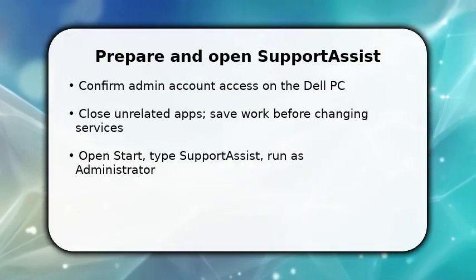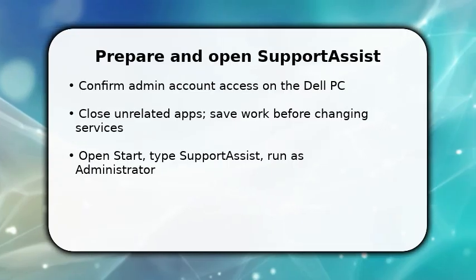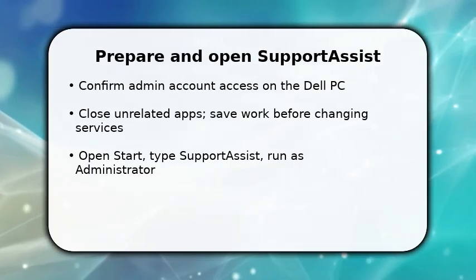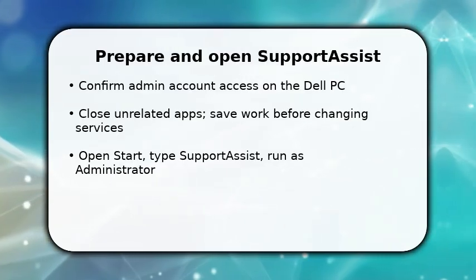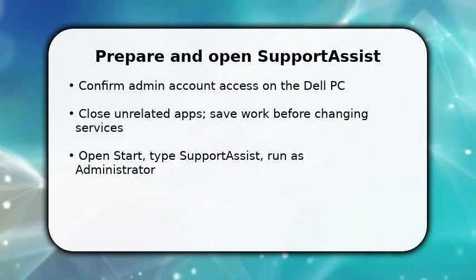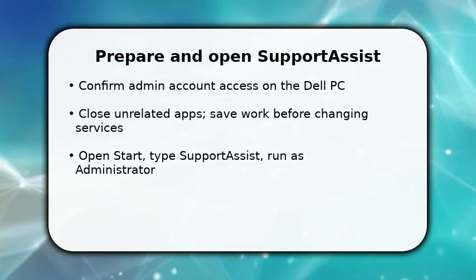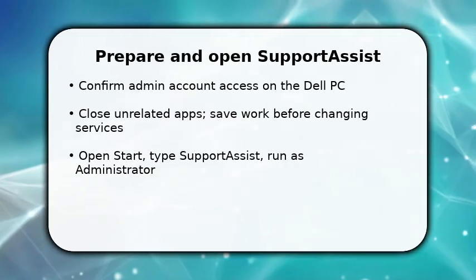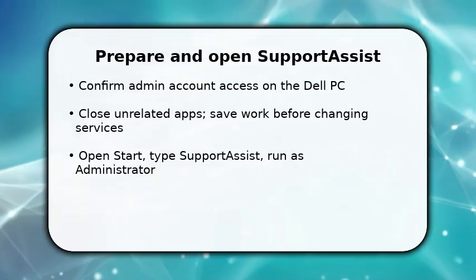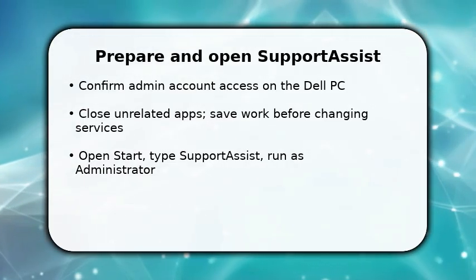You start by ensuring you have administrator access because changes require elevated rights. Once signed in, close other programs to avoid conflicts and save files. Next, open the Start menu, type SupportAssist, and choose Run as administrator. This opens the app with full control. While the app launches, note the version and account details so you can reverse changes later.